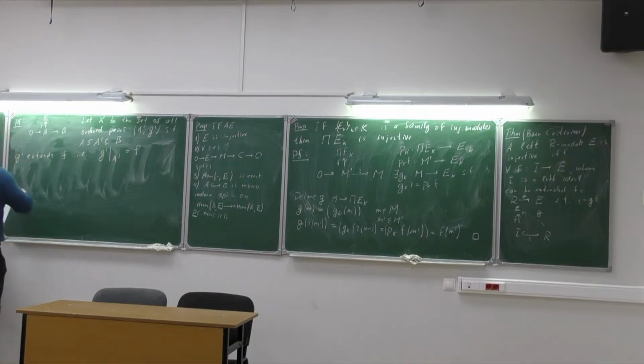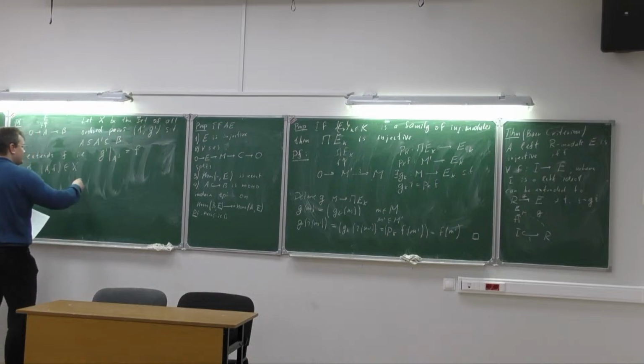Well, first of all, we can observe that clearly X is not empty. For example, we have the pair AF, which lives in this set X. So that's a non-empty set. Also, if you look at the chains, you can take the union along the chain, and any chain will get an upper bound. So we can use Zorn's lemma. The conditions of Zorn's lemma are satisfied.